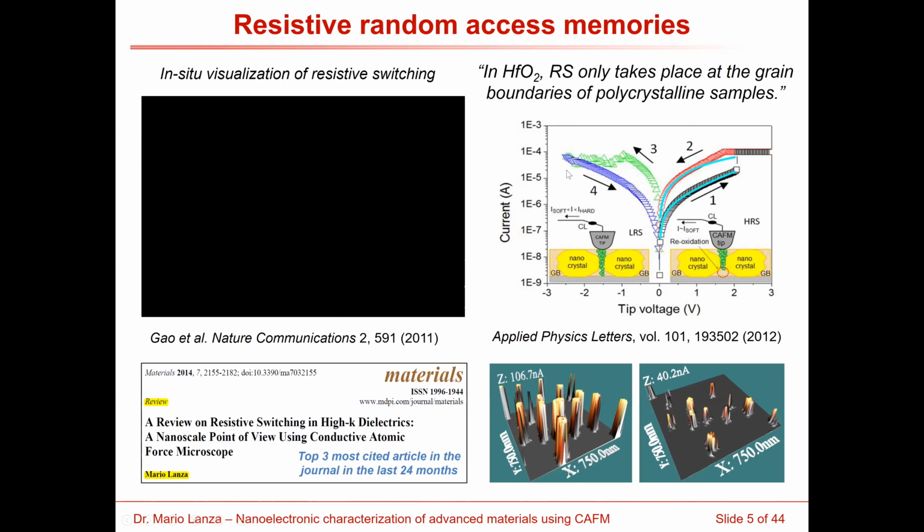With this technique, I used it to analyze the structure of some polycrystalline transition metal oxides like hafnium oxide, and I observed that the resistive switching only takes place at the grain boundary of the polycrystalline materials, which is something that was unknown before we did this work in 2012.